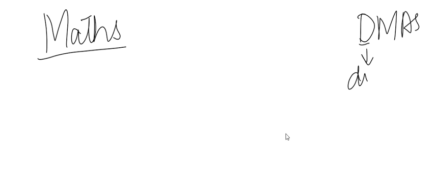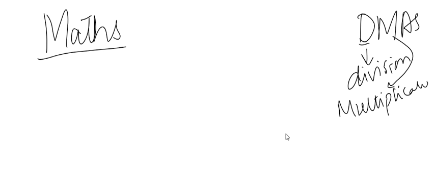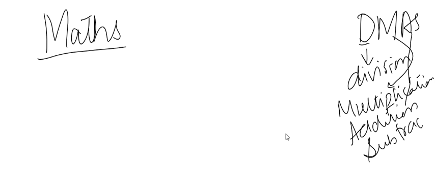Okay, maths means in which we obviously use DMAS. What does DMAS actually mean? D is for division, M means multiplication, A means addition, and S means subtraction. I hope you got this point. Okay.